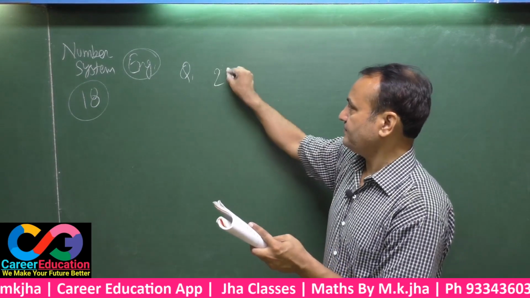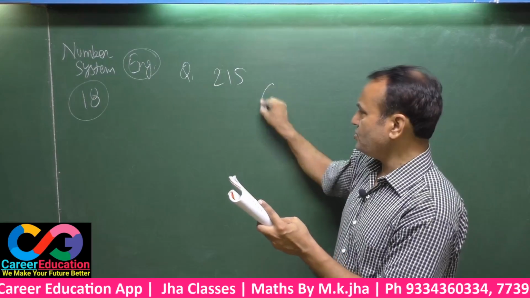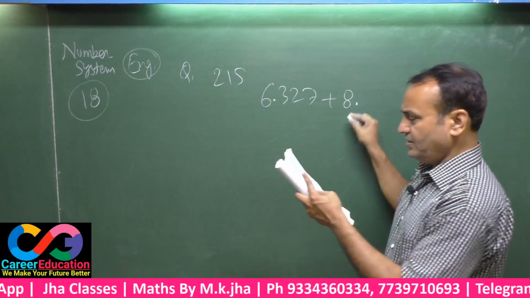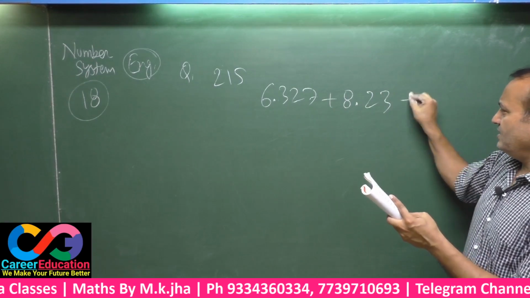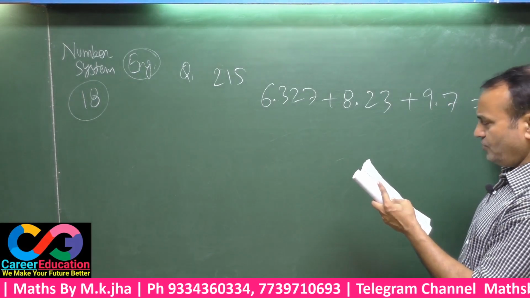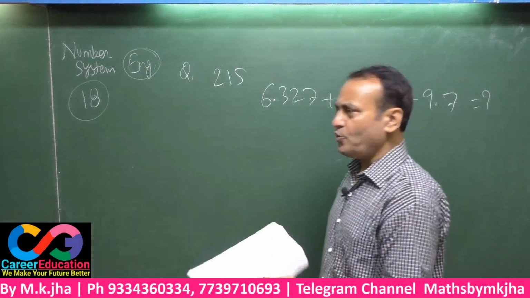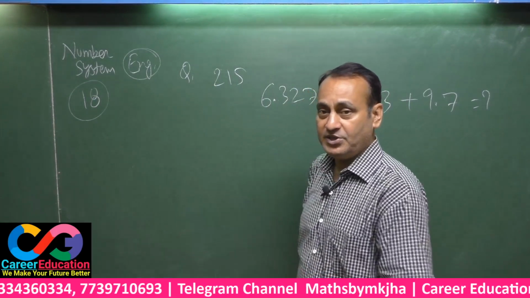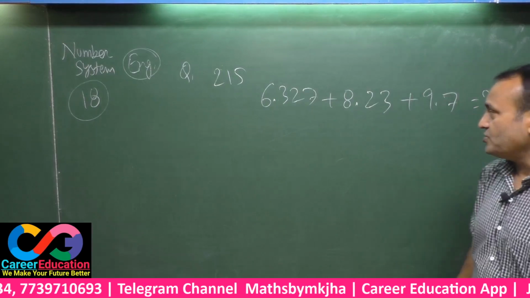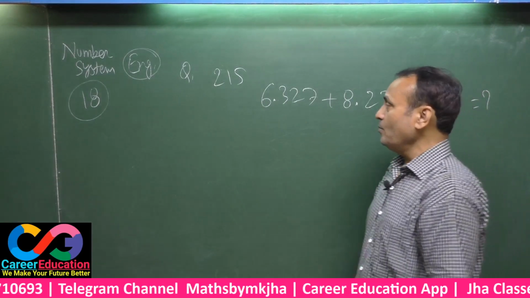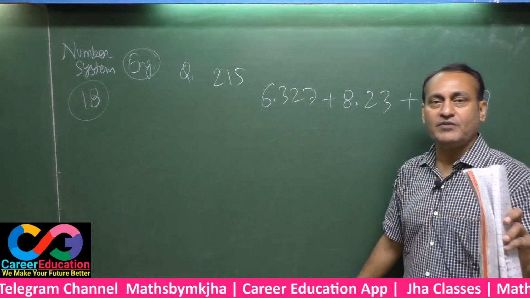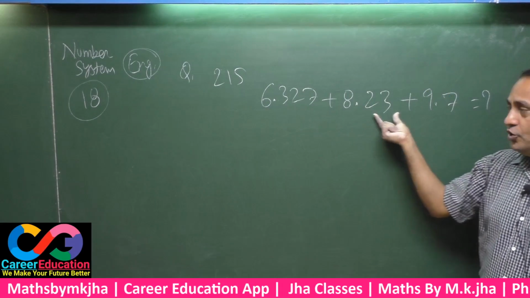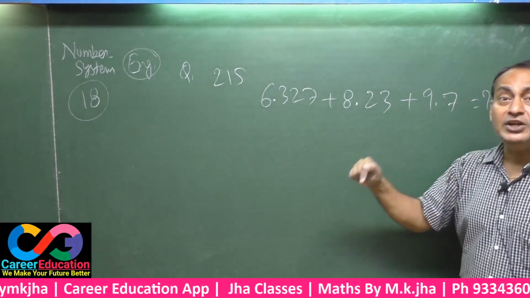215 now. See, this is 6.327 plus 8.23 plus 9.7 equals to what? In such type of questions, in order to have the safe point, in order to there must not be any mistake in calculation. As far as calculation is concerned, your calculation must be true. For that you have to maintain the places of decimal. That means here decimal after 3, here decimal after only 2, here decimal after only 1. You have to maintain the equality here.